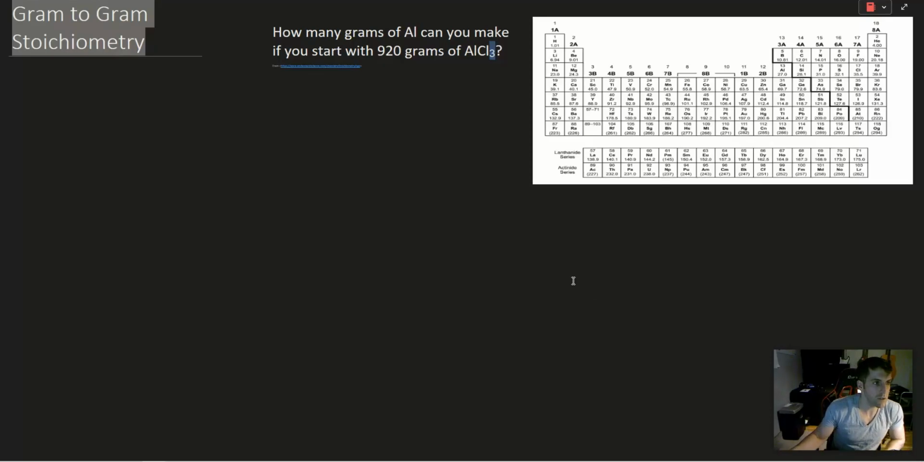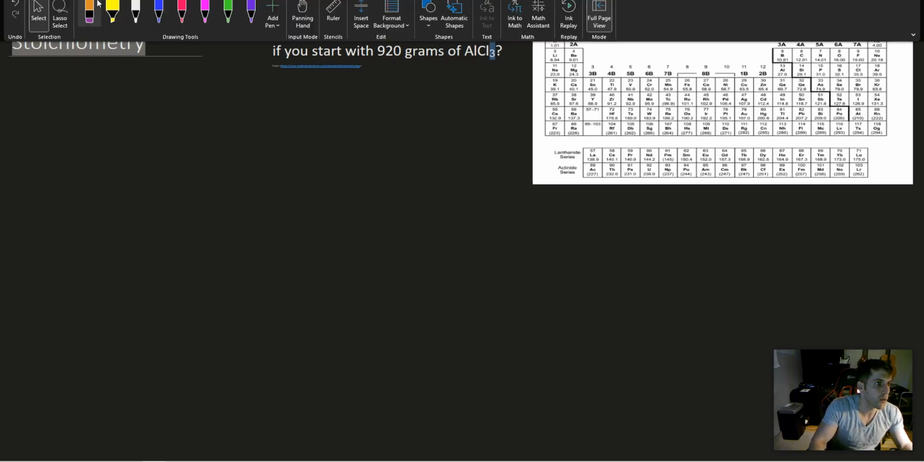Hello, we are going to do some gram to gram stoichiometry. Our question is going to be how many grams of aluminum can you make if you start with 920 grams of aluminum chloride? Now, we are given a formula that I will write out for us here.